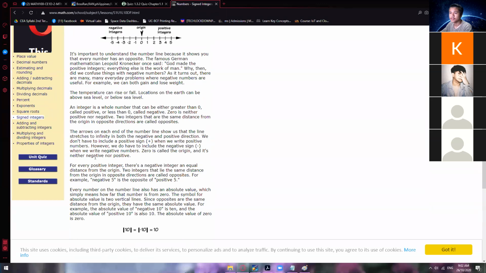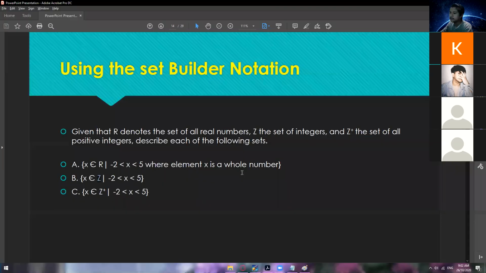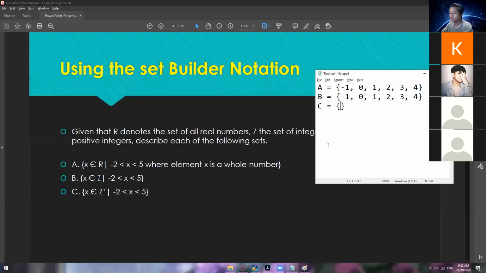Here is called the argument. It's neither negative nor positive. Regarding this article, 0 is called the origin, and it's neither negative nor positive. So in this case, hindi natin siya pwedeng include sa positive integers. So magi-start tayo sa 0.